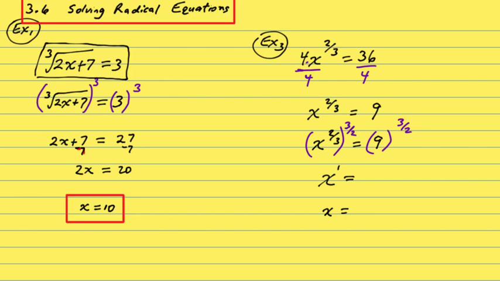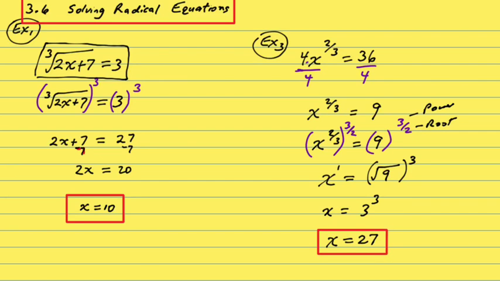Right now I have 9 to the 3/2. Remember, it's power over root. So the square root of 9 to the 3rd power. That makes 3 to the 3rd, or 27 for example 3. You can check it because if you put in 27, the third root is 3, to the 2nd power is 9, and 9 times 4 is 36. So it does actually work, and I'd really recommend you plug them in and try to check them if possible.